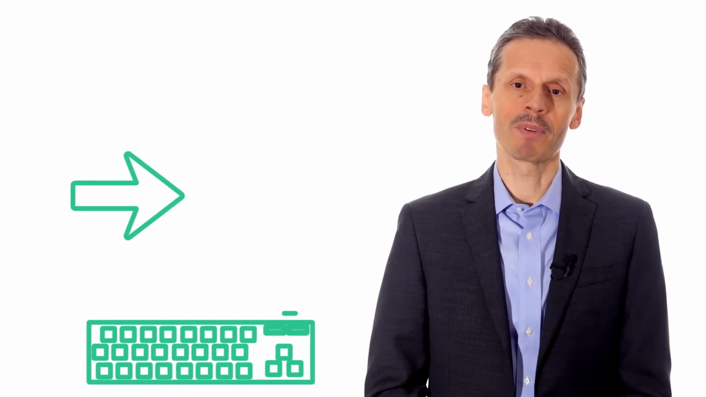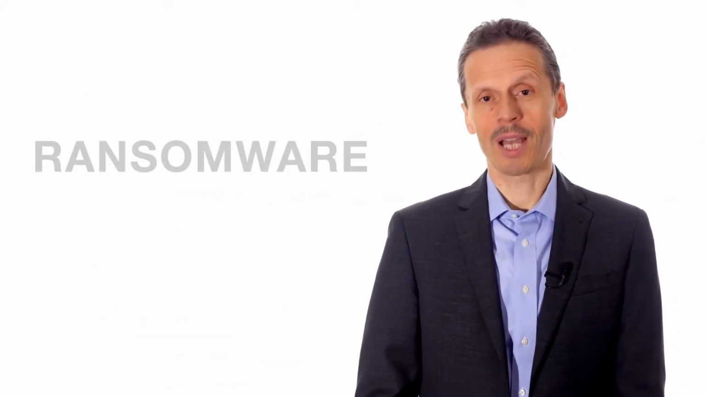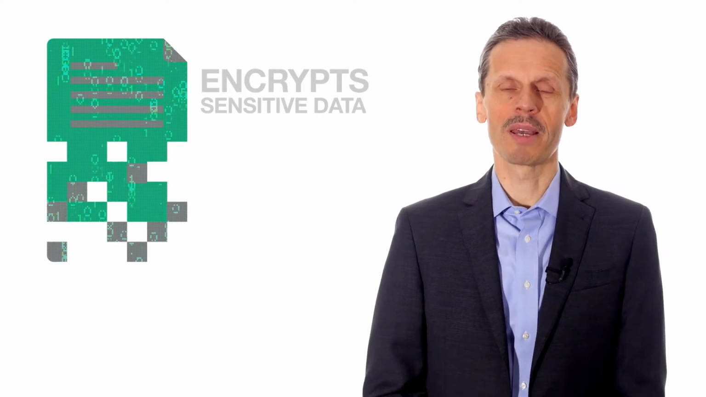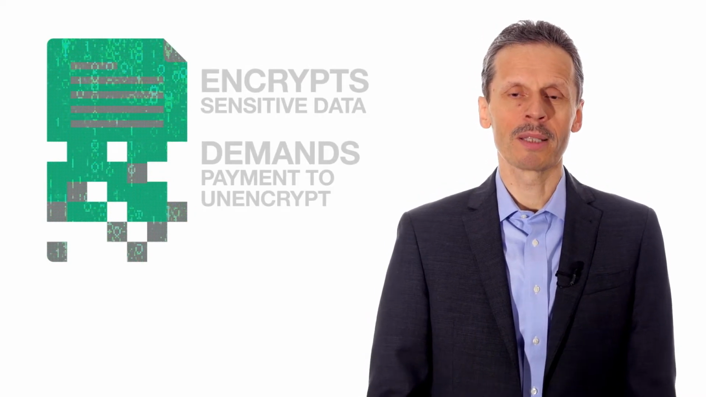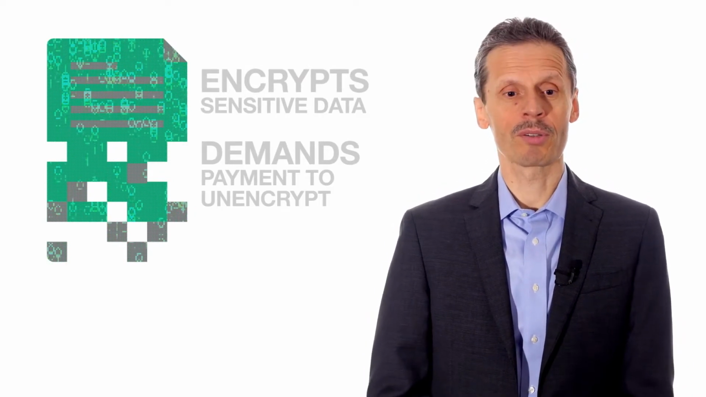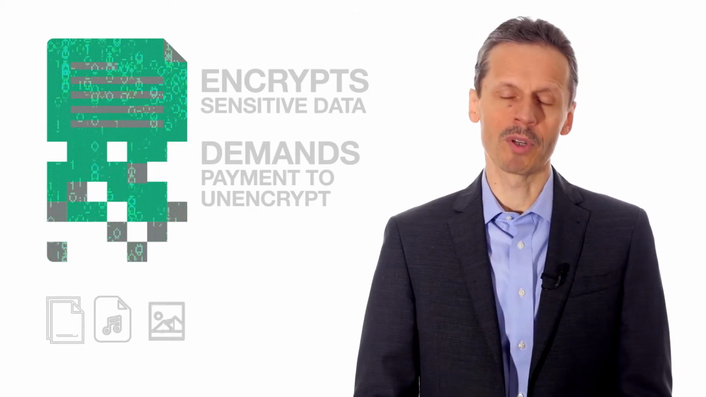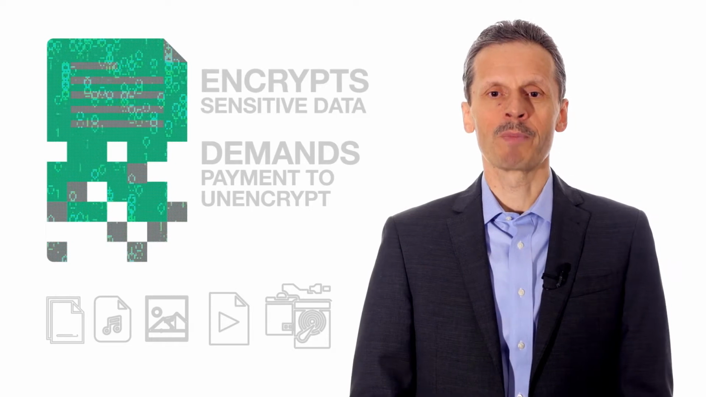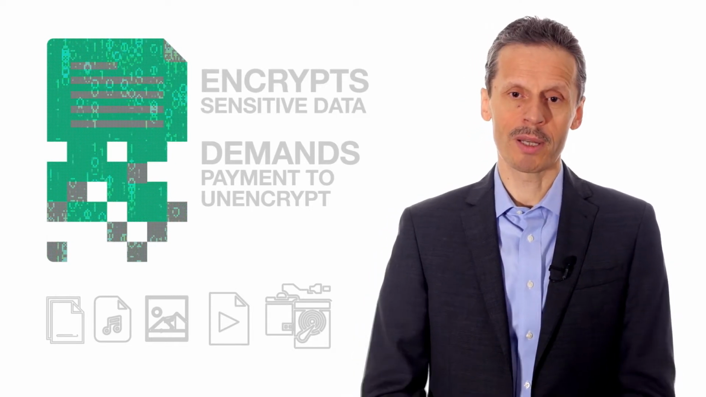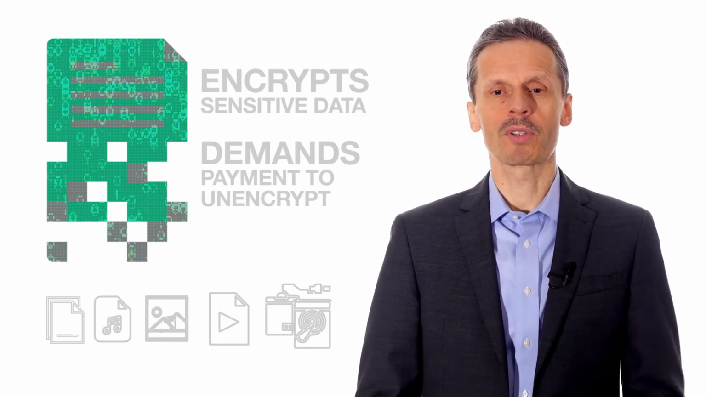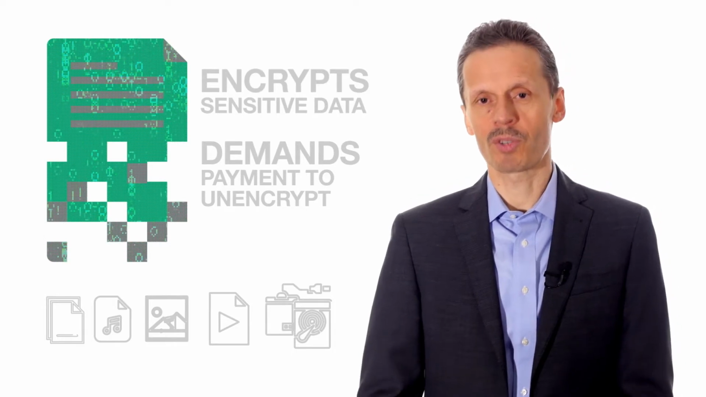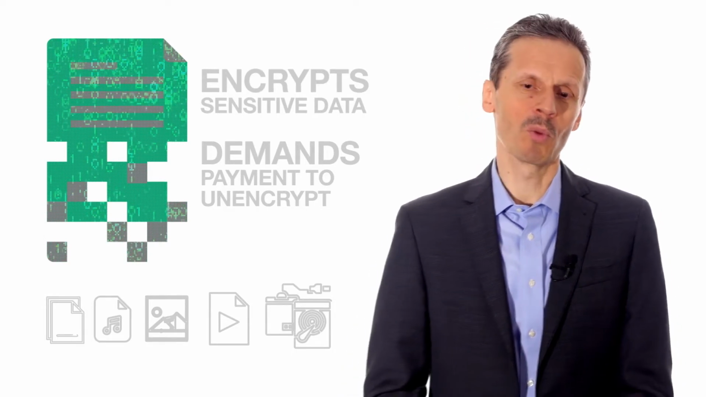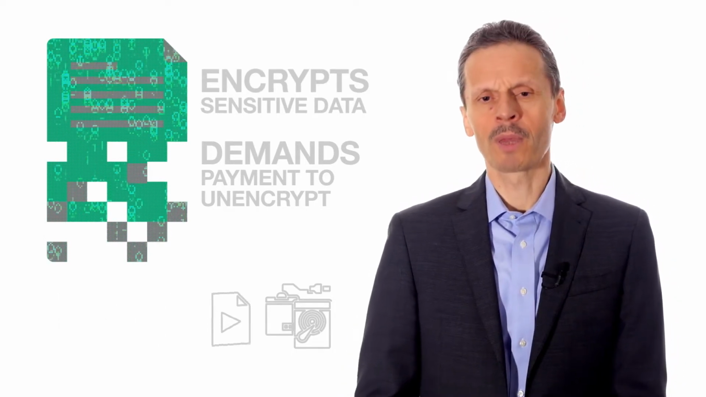So the second type is ransomware. Ransomware is a type of malicious software that encrypts your sensitive data and demands payment to unencrypt it. The typical data that is targeted is your documents, your video files, your music, and your pictures. Keep in mind, anything that is physically attached to your computer, for example USB drives with pictures, documents, etc., will most likely be encrypted as well.